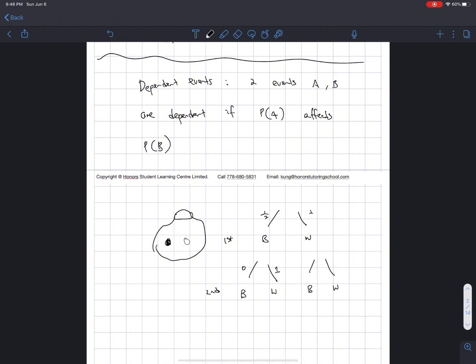Same idea here. This is 1/2 white, and then to get black, we will just have 100% because there's only a black marble left in the bag, and this will be 0. So our possible outcome, of course, is either black white or white black. Those are the only possible outcome, and they both have a 50% chance of occurring. So those are called dependent events.